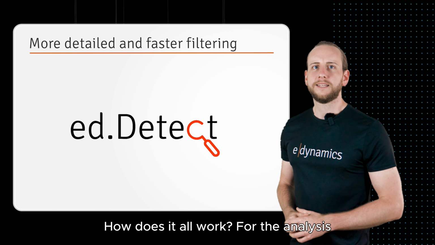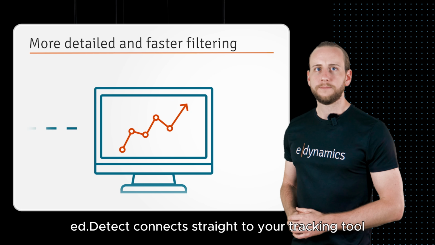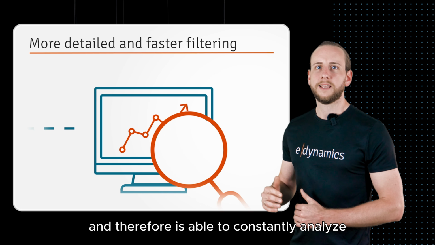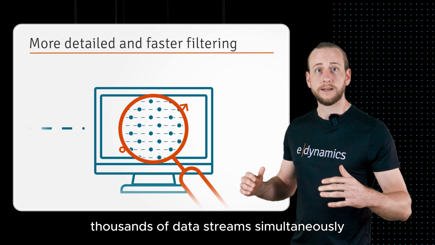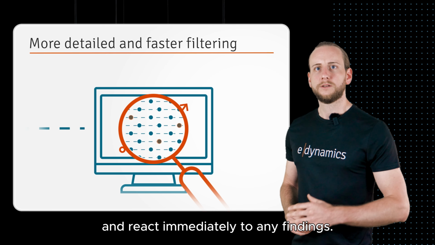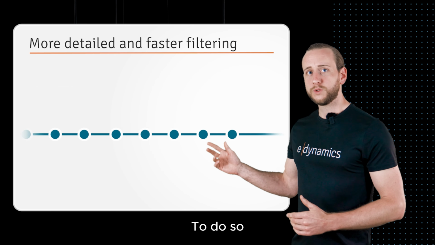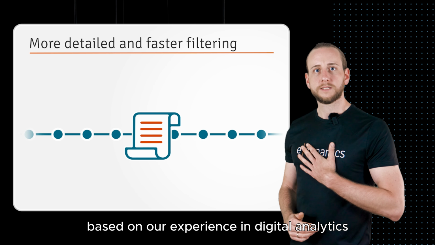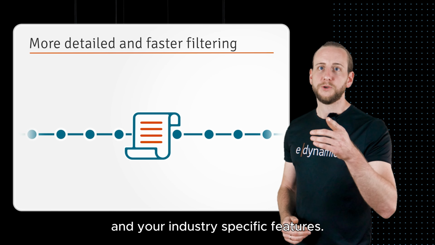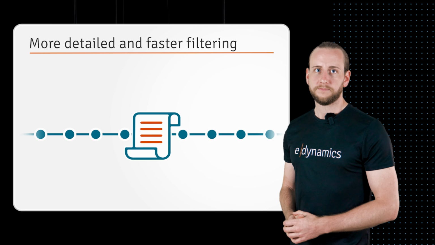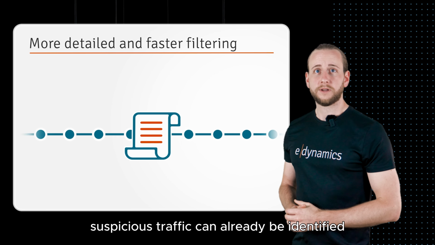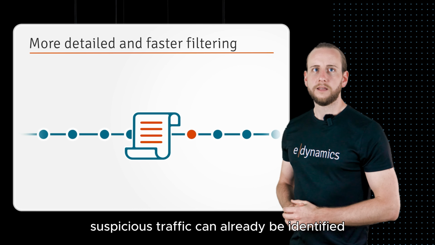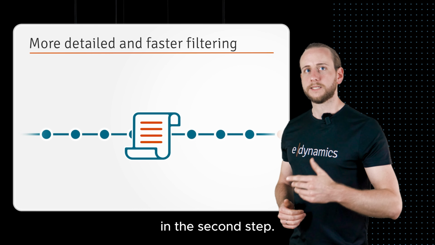For the analysis, ed.Detect connects straight to your tracking tool and therefore is able to constantly analyze thousands of data streams simultaneously and react immediately to any findings. To do so, the data first passes through a customized rule set based on our experience in digital analytics and your industry-specific features. In this first step, suspicious traffic can already be identified and analyzed further in the second step.